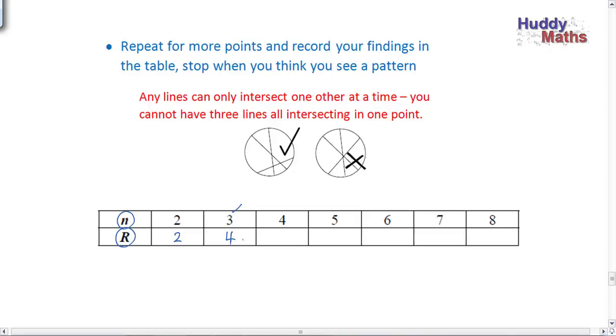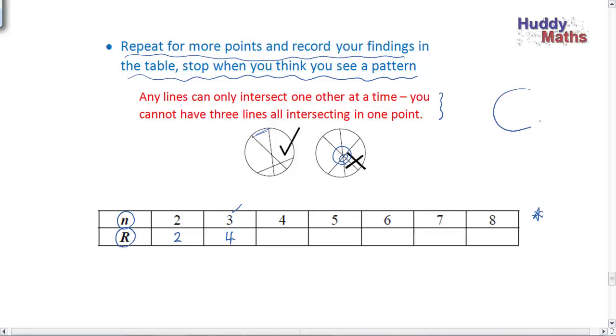Repeat for 4 more points and record your findings in the table. Stop when you think you see a pattern, because this is going to get pretty heavy with all these points around the circle, isn't it. Now, just note this. Any lines can only intersect one other at a time. Okay, well, that's not true. They can join up there, but you can't have them all intersecting here. So if you end up with that, you've got to separate them a bit. You can't have a common point in there. Okay, so just remember the system now.